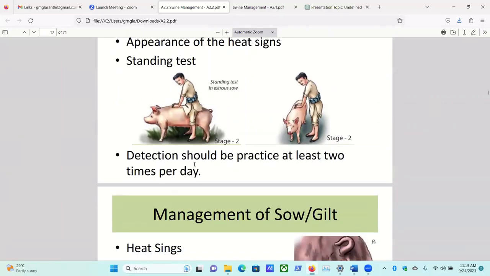And another thing is the standing test. We can apply some pressure onto their back by sitting like this or by pressing the back with our hands. This is called the standing test. This standing test is possible only if the animal is in heat; otherwise the animal will kick. So these are the things we can use to detect the heat, and you should pay attention. You have to detect heat at least 2 times per day in order to avoid missing the heat period.